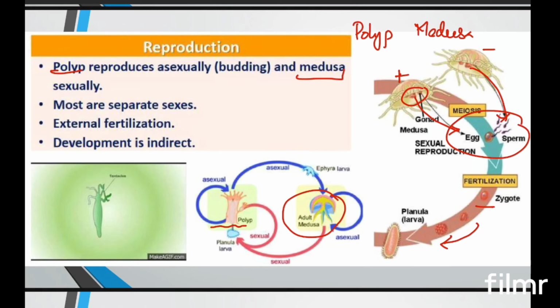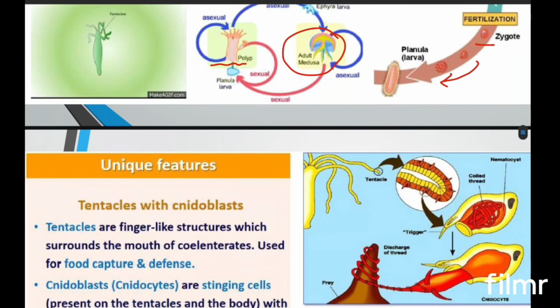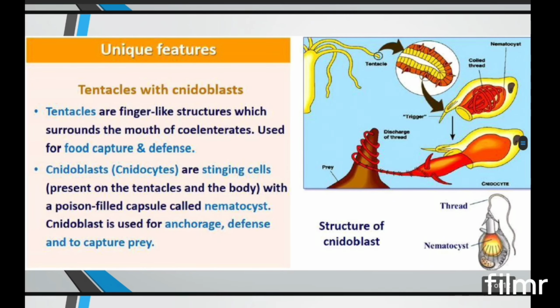There are some organisms in which only polyp forms are available. There are some other organisms in which only the medusa form is there. But there are some special organisms like Obelia and all, where polyp and medusa alternately convert. So you can see that alternation of generation is there in some organisms also. We will discuss that too.